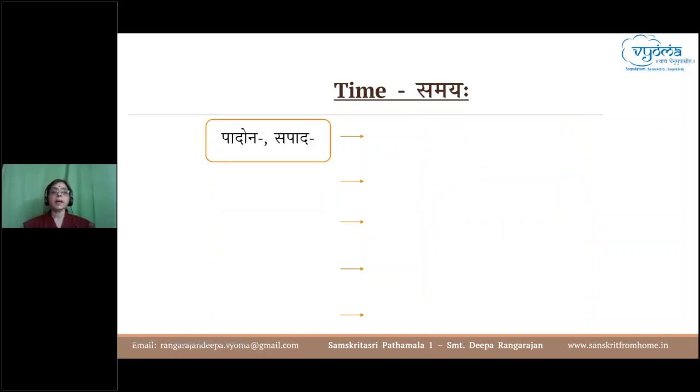Padona and Sapada. When we have to say a quarter to, say 1 o'clock or 2 o'clock, we say Padona Ekavadana. You add Padona in the beginning, then it means a quarter to that time. So it is 15 minutes before that time. That is Padona. And Sapada is 15 minutes later. So a quarter past is referred to with Sapada. So quarter to and quarter past use Pada.